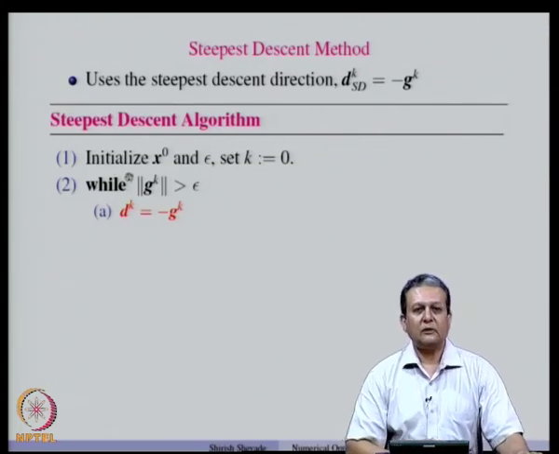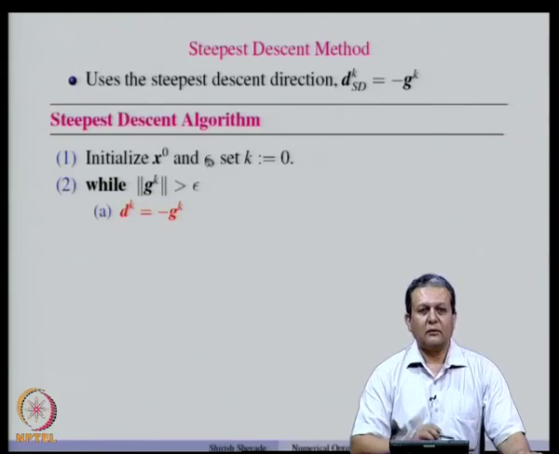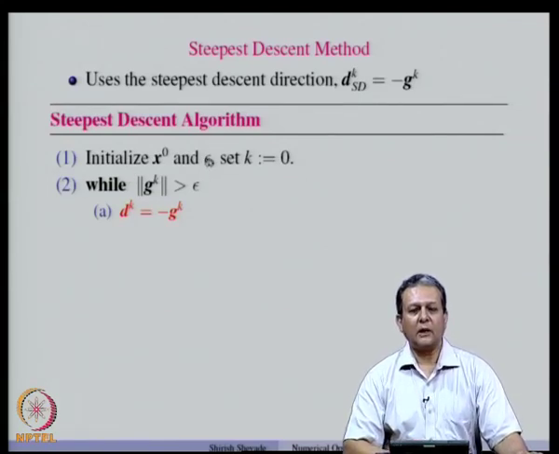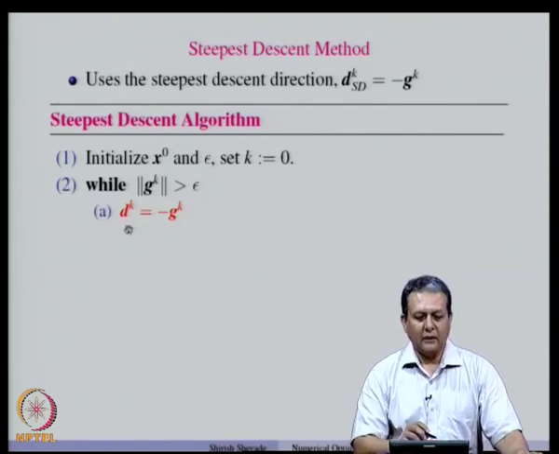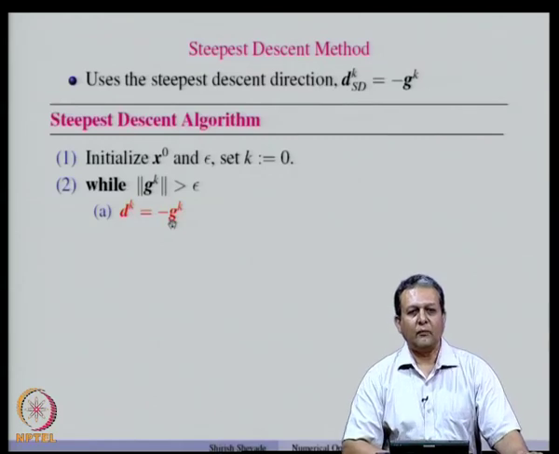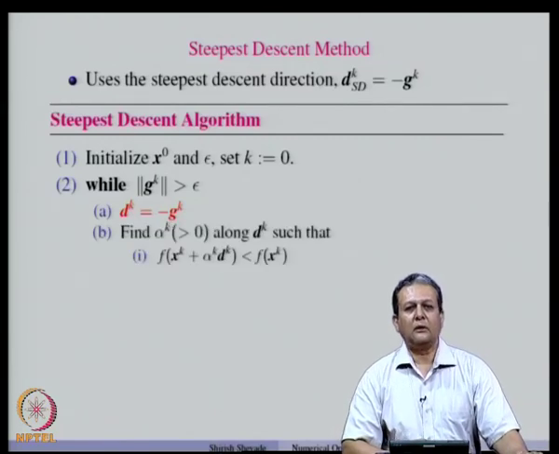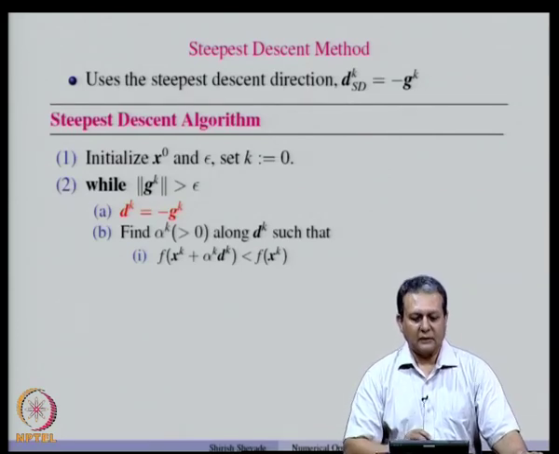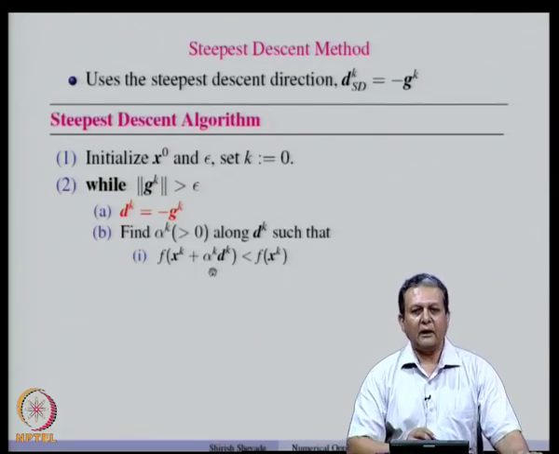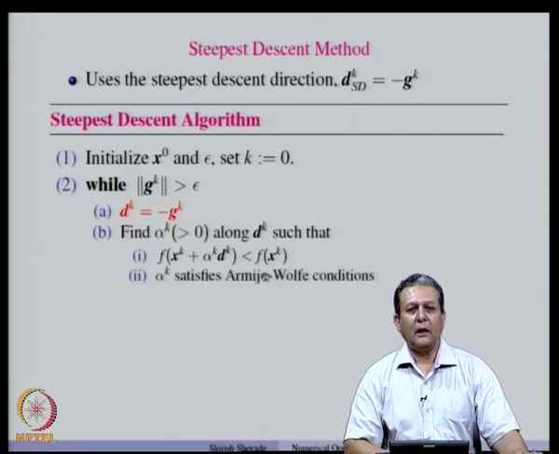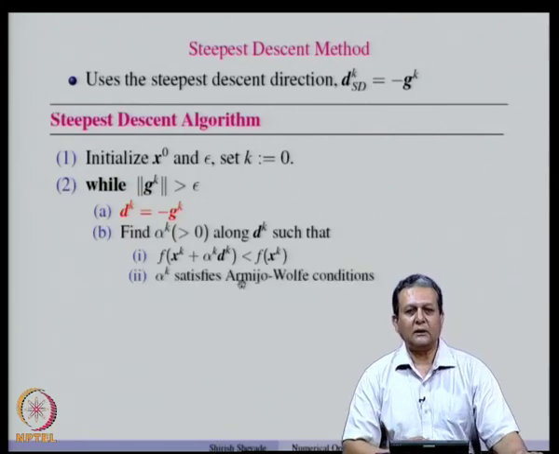The steepest descent algorithm starts with the usual initialization of x0, the tolerance epsilon for the norm of the gradient used for stopping, and the iteration number set to 0. While the norm of the gradient is greater than epsilon, we set the direction dk to be minus gk, which is the steepest descent direction. Then one can find a step length alpha k, positive, such that the value of the objective function at xk plus alpha k dk is less than f of xk, and alpha k satisfies the Armijo-Wolfe conditions.